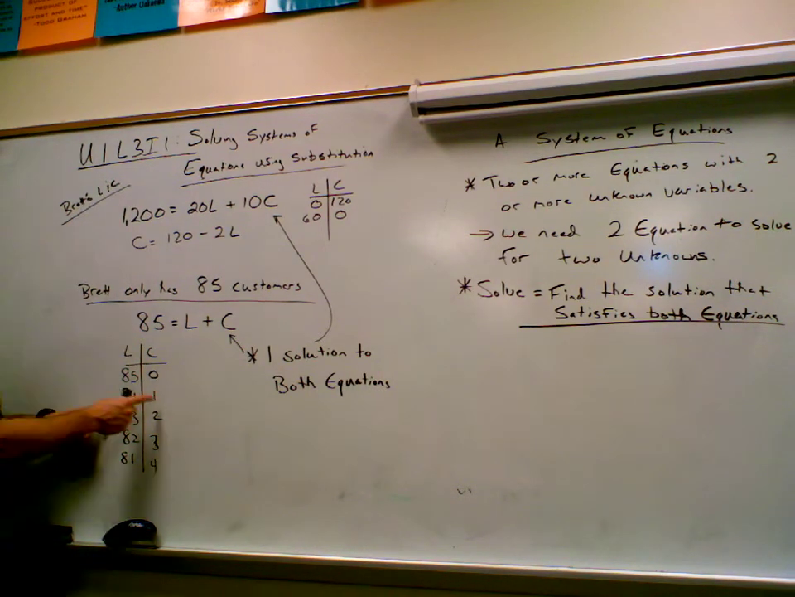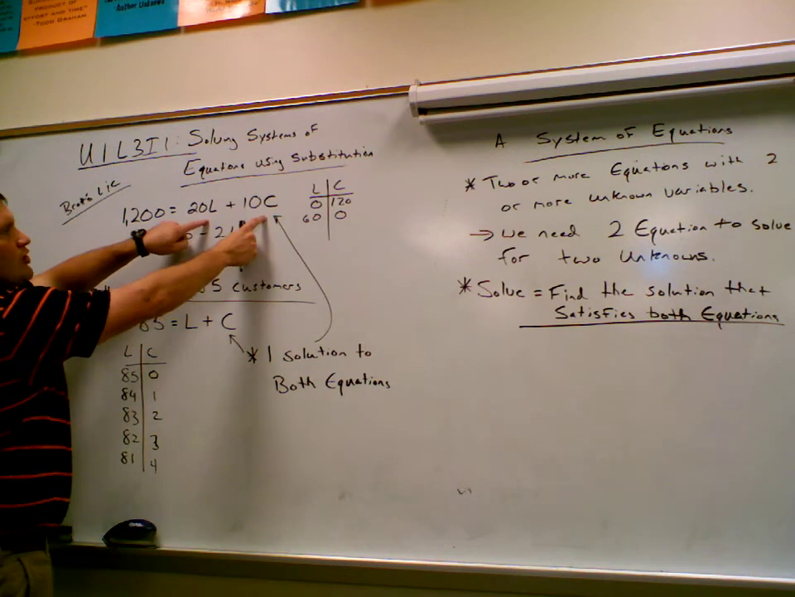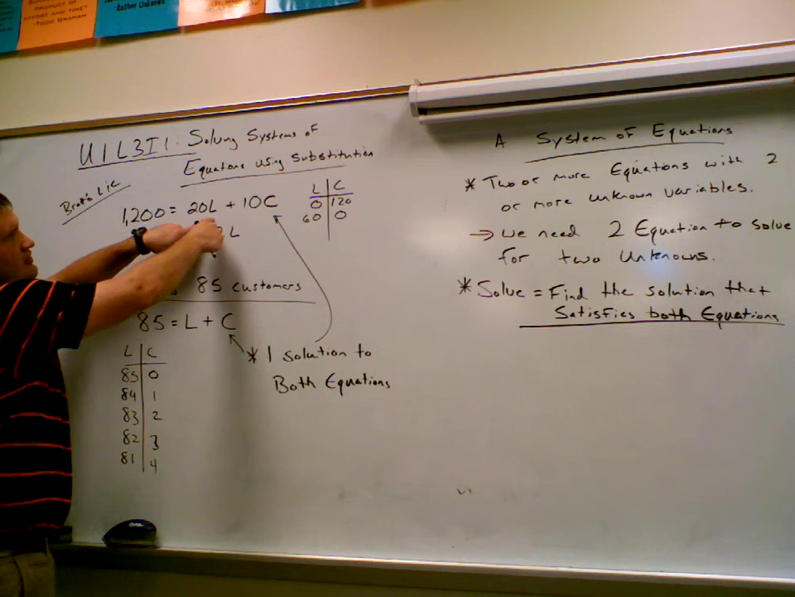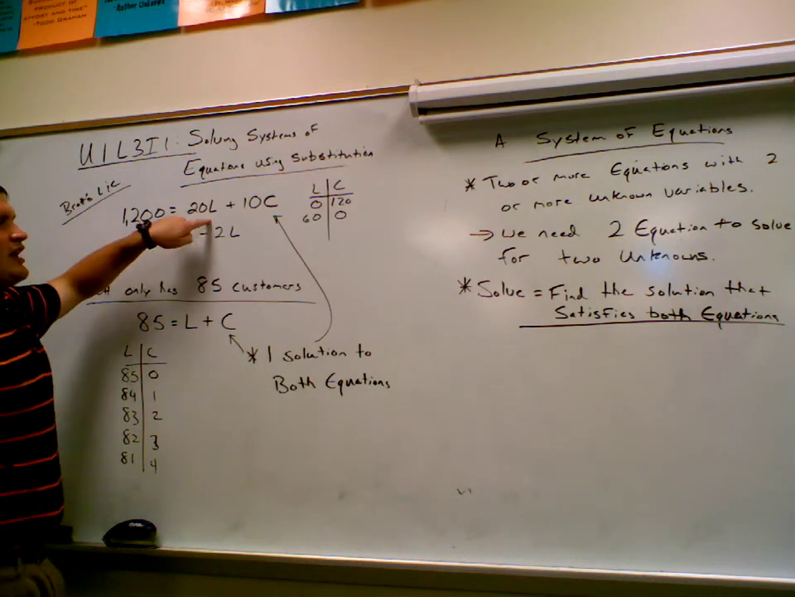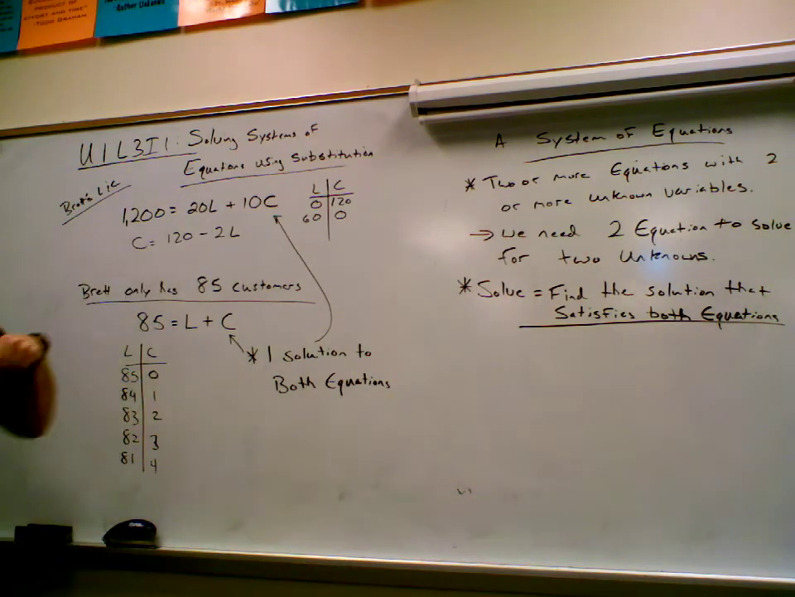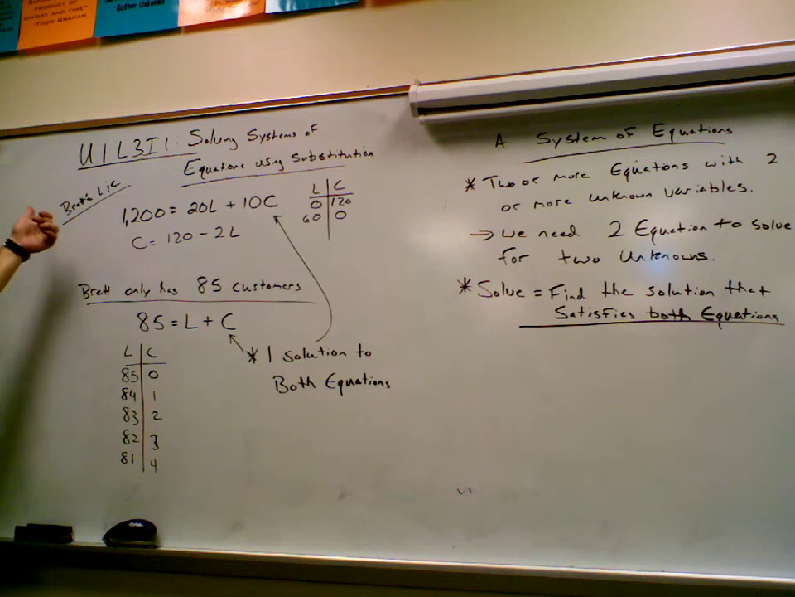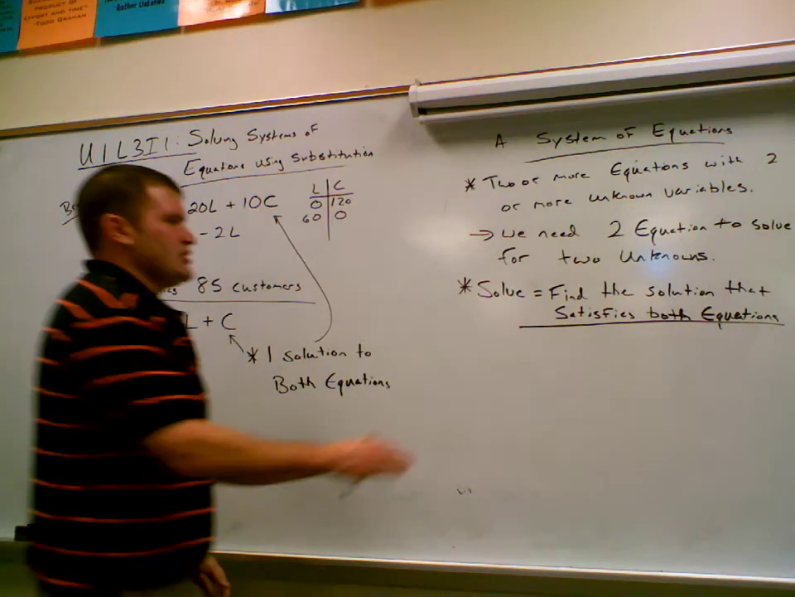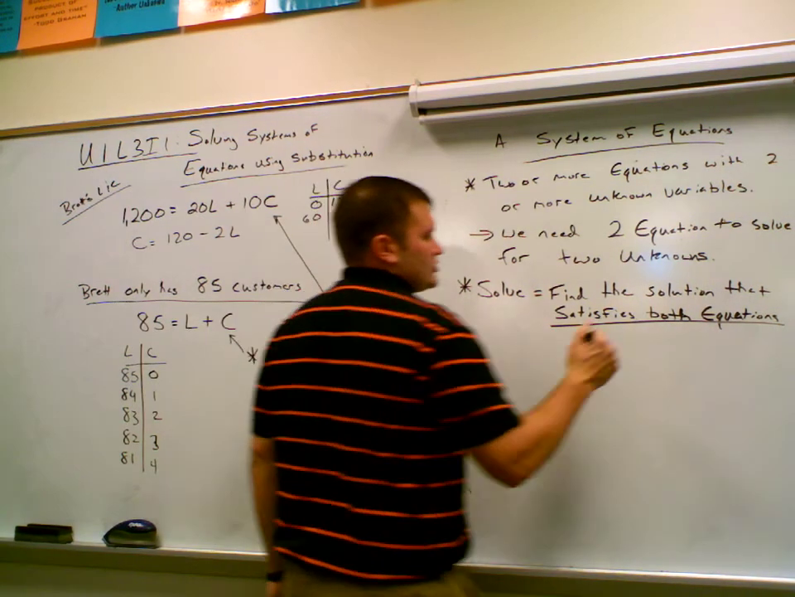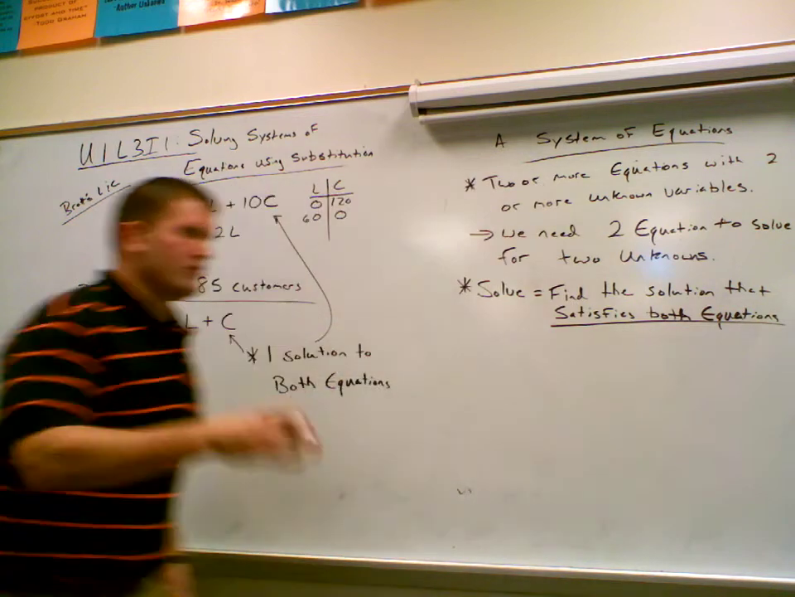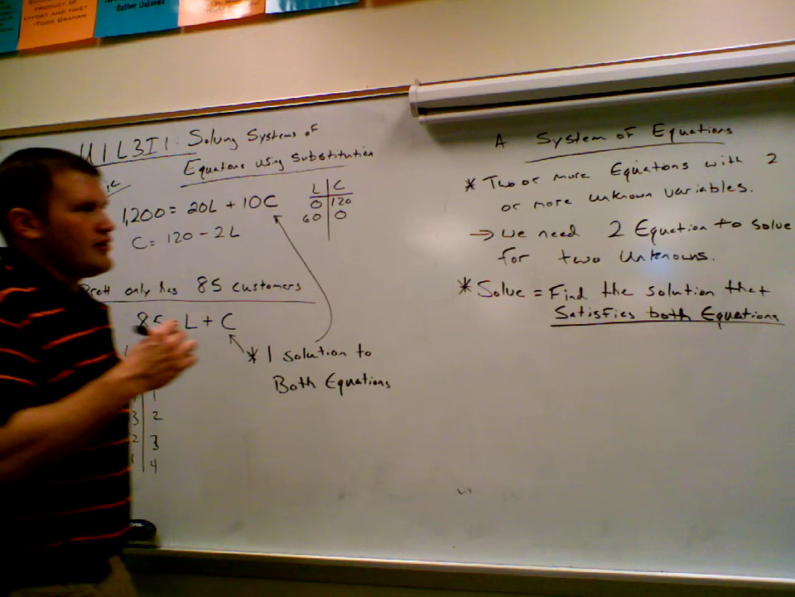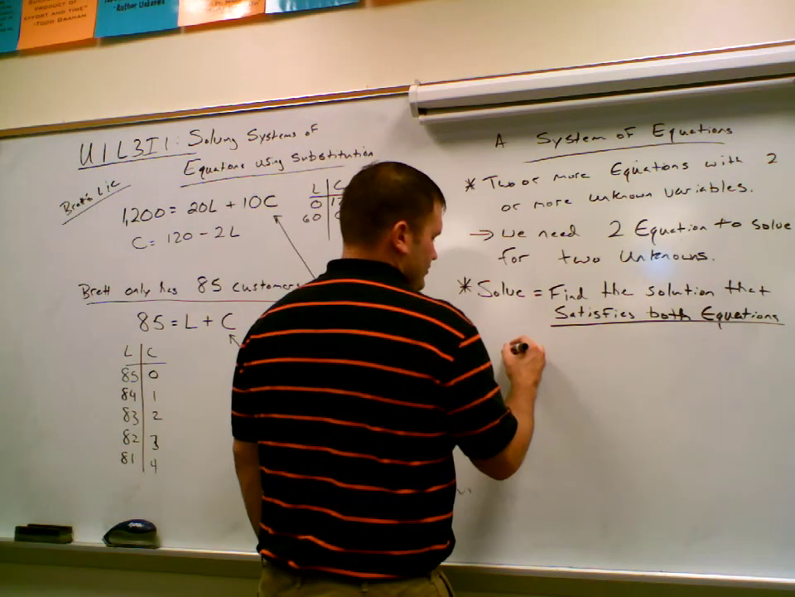If I do 84 and 1, will that make this equation true? No, because I'll have 1680 plus 10, right? Does that equal 1200? No. Okay. So I got to find the one solution in this case that satisfies this equation. And sometimes there'll be more than one solution, but we're just going to focus on ones that have one solution.